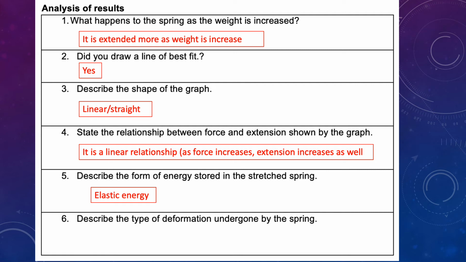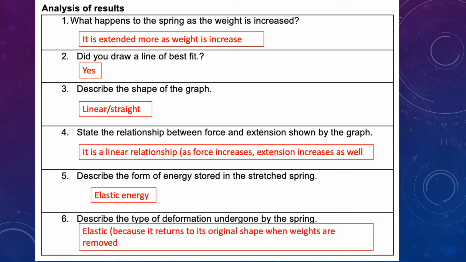And number 6 asks, describe the type of deformation undergone by the spring. And this one should be, hopefully, elastic because it returns to its original shape after the weights are removed. If you find that after you remove the weights, the spring does not go back to its original shape, then what you have is inelastic deformation. All right.